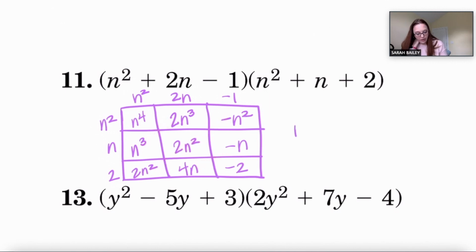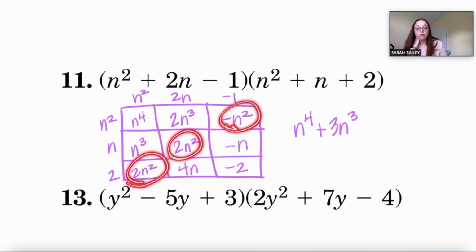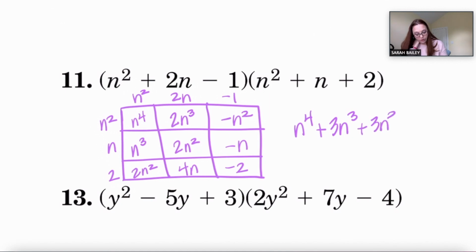So I've got my n to the 4th plus 3n cubed. And then I've got, let's see, 2n squared plus n squared, so 2 plus 2 is 4 minus 1. So that would be 3 plus 3n squared plus 3n minus 2.